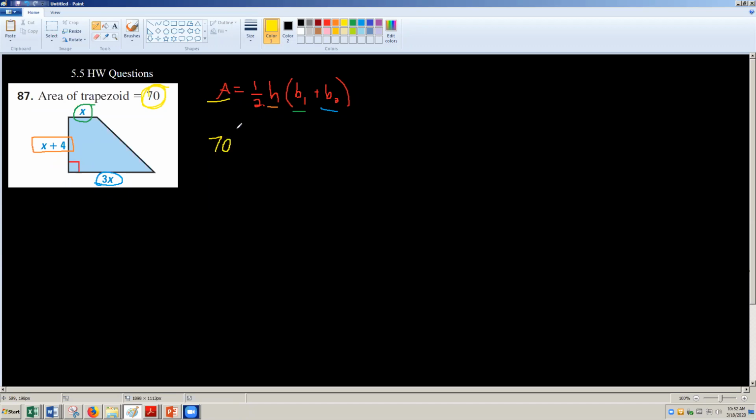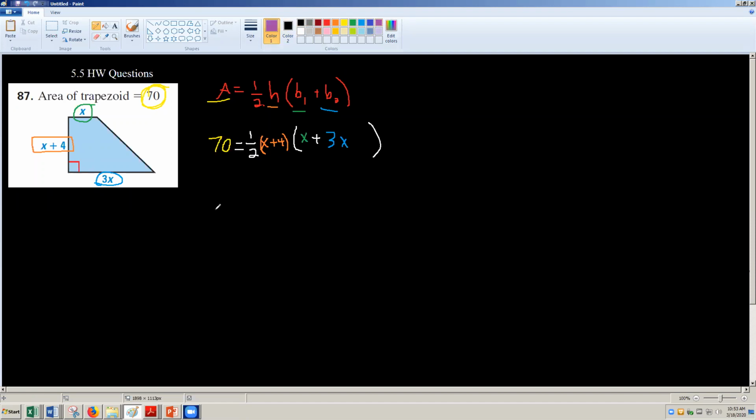So I'm going to start writing my equation as 70 equals 1/2 times x. Oops, sorry, that should be x plus 4. Times my x, base 1, plus base 2. And so now I'm going to do a little bit of simplifying here.